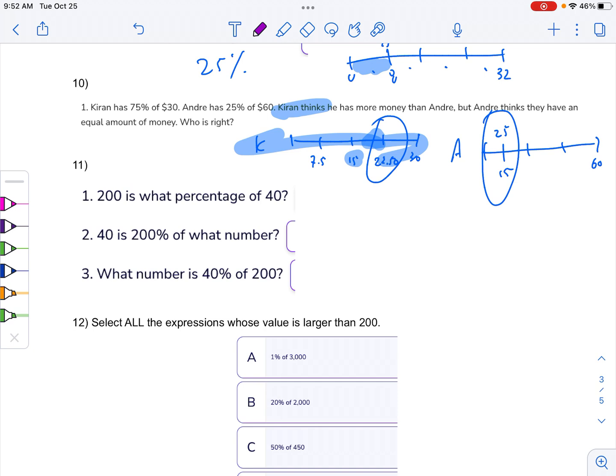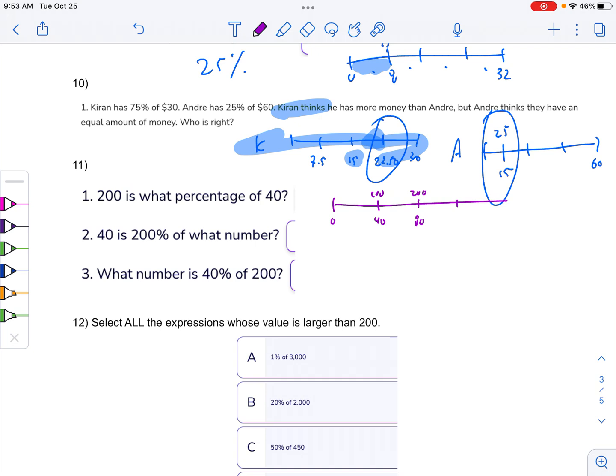All right, 200 is what percent of 40? Again, I'm going to use number lines to help me see the answer. So 200 is what percent of 40? So I know that 40 represents 100%, right? So that would mean 80 represents 200%. See what I'm doing there?